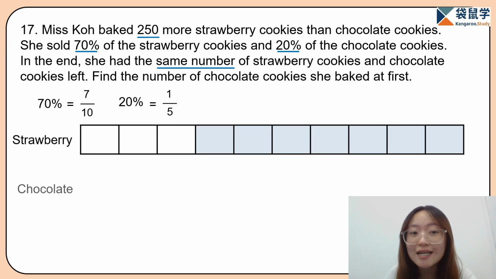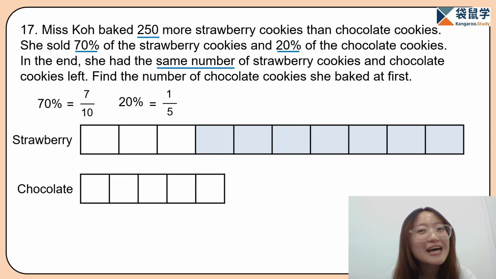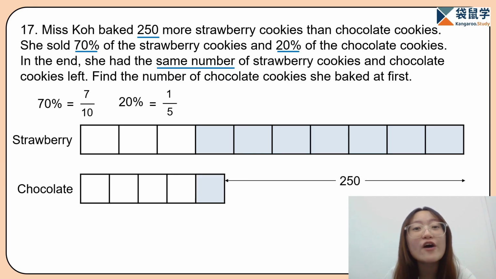And then for the chocolate cookies, how many parts will it have in total? 5 parts. And these 5 parts, will it be longer or shorter than the strawberry? It will be shorter. By 250. And 1 part was sold, so we will have 4 parts left. Now, from the question, she will have the same number of strawberry and chocolate cookies left. So, 3 parts of the strawberry and 4 parts of the chocolate should have the same length.